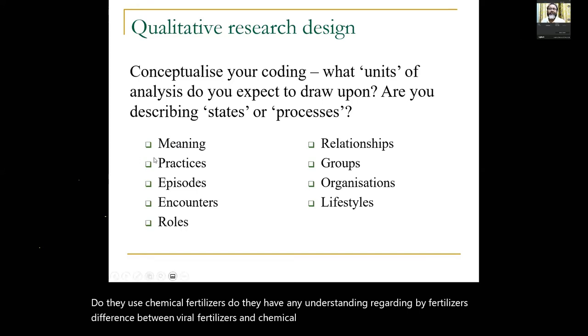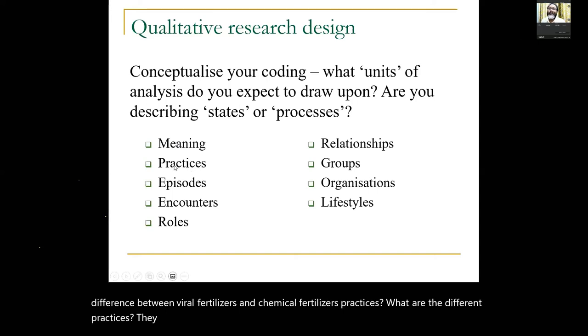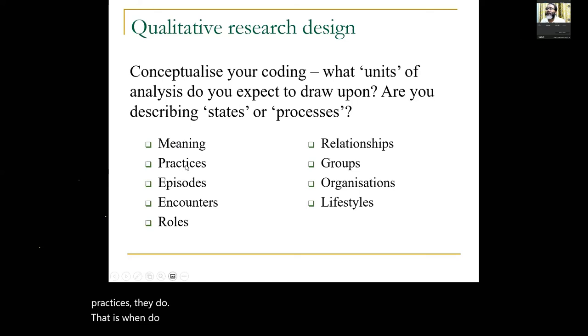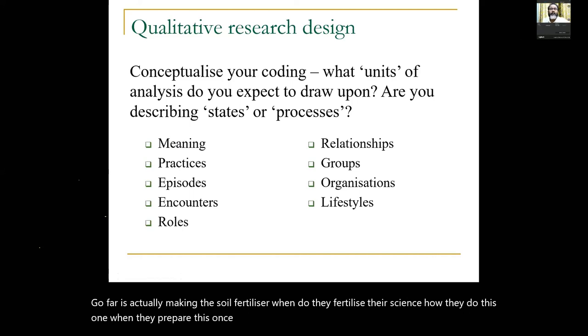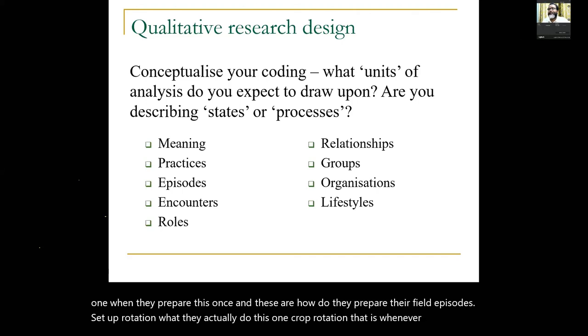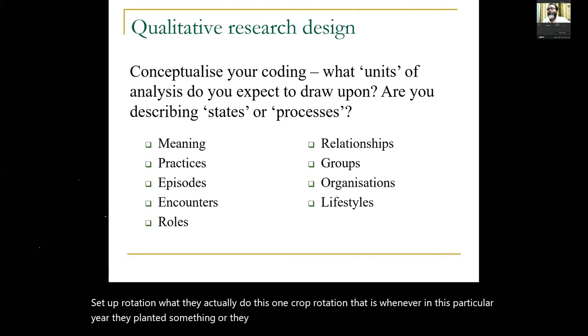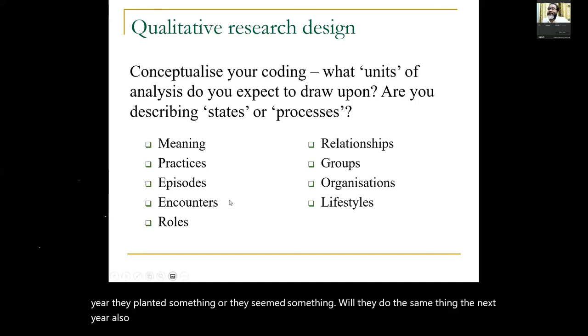Practices. What are the different practices they do? That is, when do they fertilize their soils? How do they do this? When do they prepare this? How do they prepare their field? Episodes. The crop rotation. What do they actually do? Whenever in this particular year they planted or sowed something, will they do the same thing in the next year also? Encounters. What are the problems they are facing? Roles. Whenever they have to do something for the community, what are they doing?